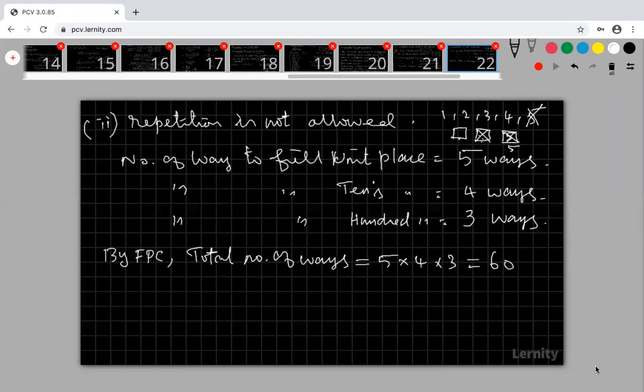Harish, AABB is possible if repetition is allowed. If repetition is not allowed, AA is not allowed.